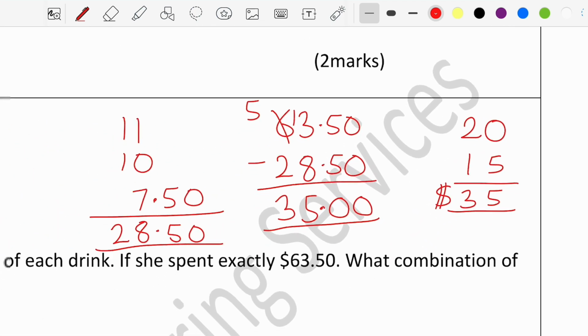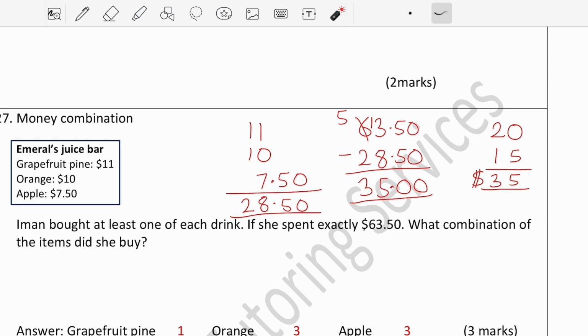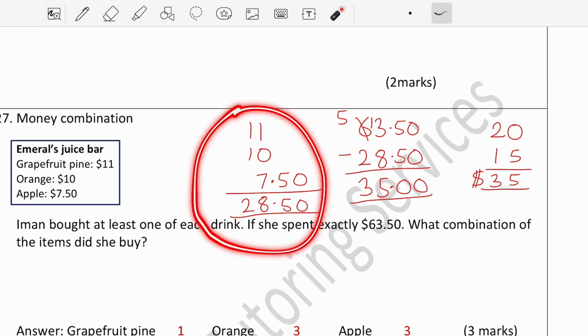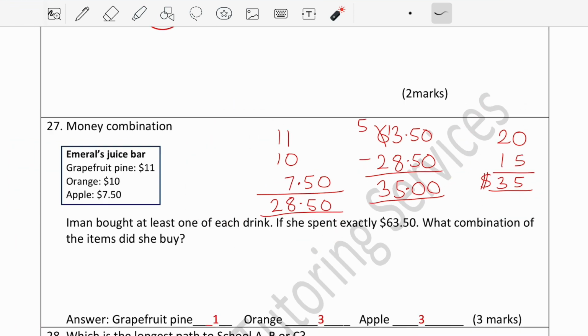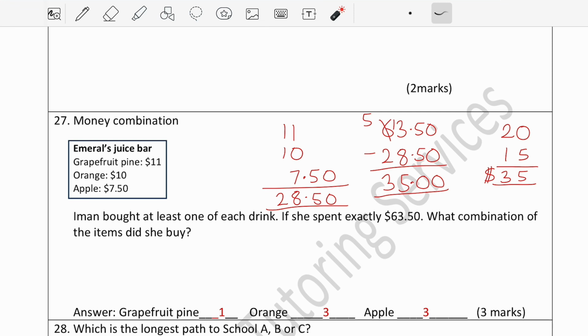So here we have one of each, and we have 2 apples and 2 oranges, so that will give you a total of 1 grapefruit, 3 oranges, and 3 apples. Another way we could have worked this out is by trying a number of grapefruit, a number of oranges, and a number of apples.